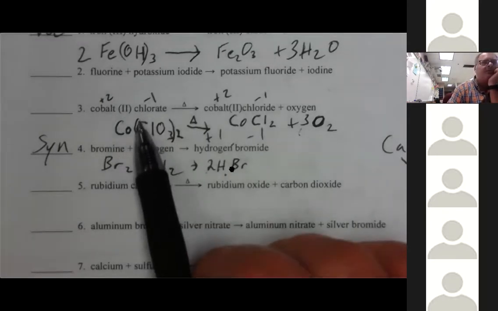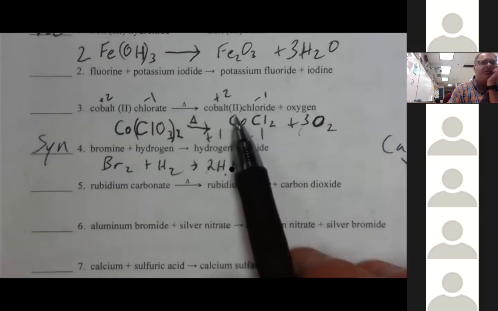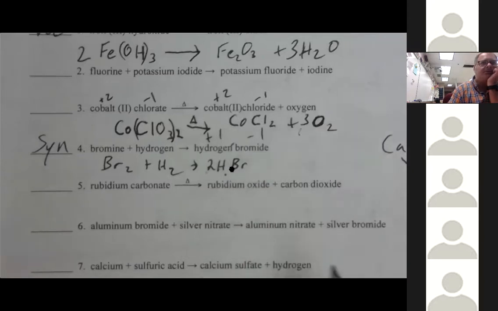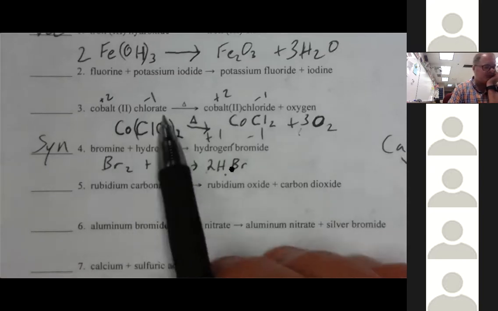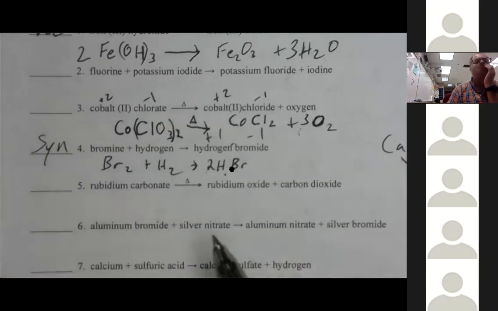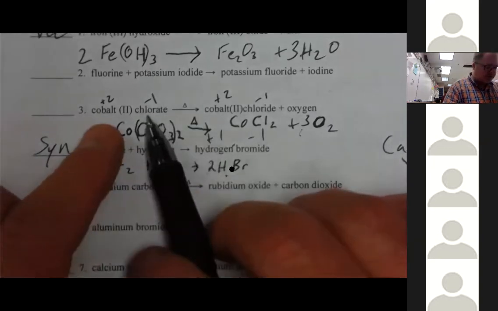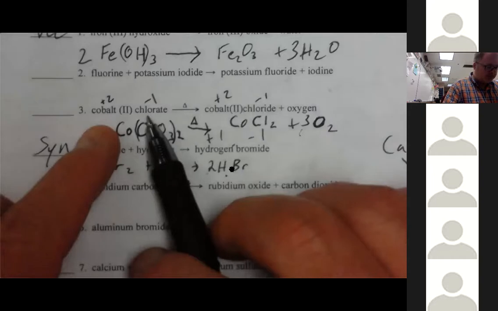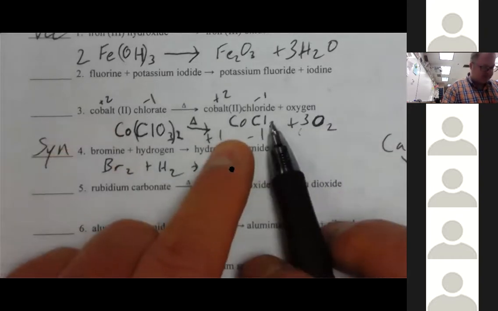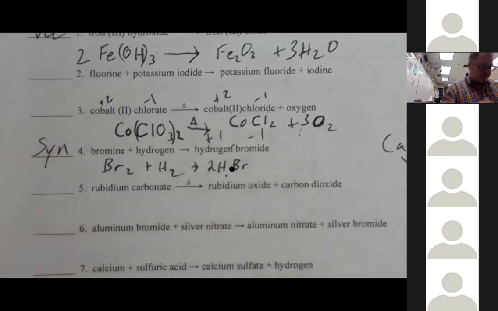Number 3, what type of reaction is this? Cobalt 2 chloride up here yields cobalt chloride. Isn't that a compound? Yes, cobalt 2 chloride is a compound. And the cobalt chloride is a compound. Yes. And the oxygen is a single element. Yep. So it's not the traditional one that you're used to, maybe, but it holds to the pattern.